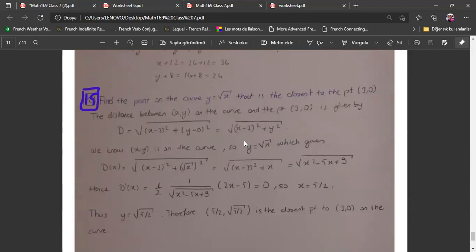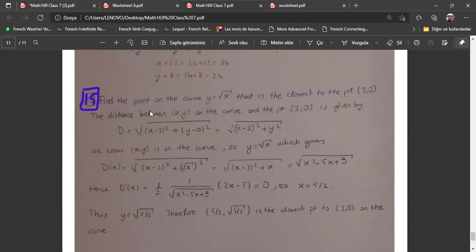All right, 15. Now we will find the point on this curve, y equals square root of x, which is the closest point to this point, which is 3, 0. Okay, so for that, we need to first write a function which gives us the distance between 2 points on R squared, on the coordinate system.